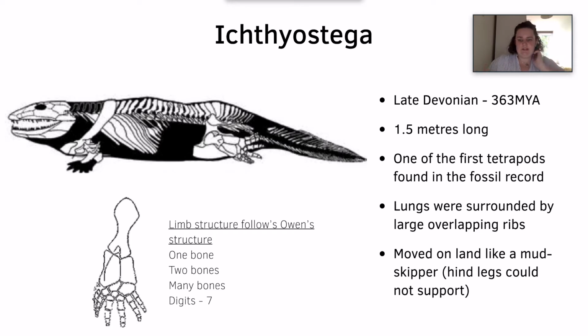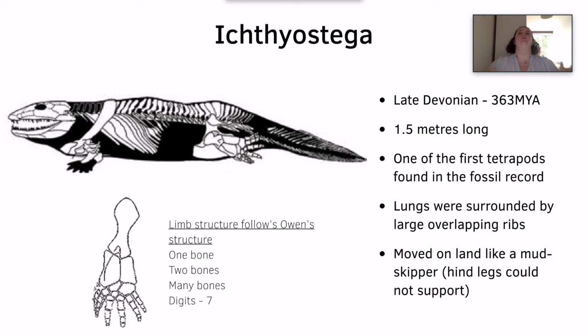And also it's really interesting, it's got 7 digits. And it's most likely that it moved around like a mudskipper on land, as its hind legs could not support its weight. Really, it couldn't walk around. So again, Ichthyostega was found in a Devonian river sediment in Greenland, and again was most likely to be a carnivore.